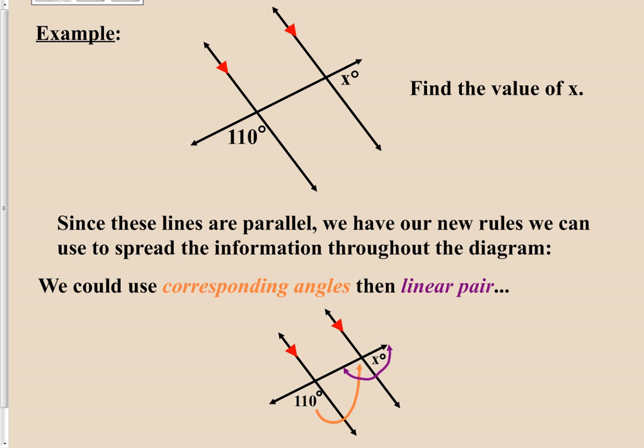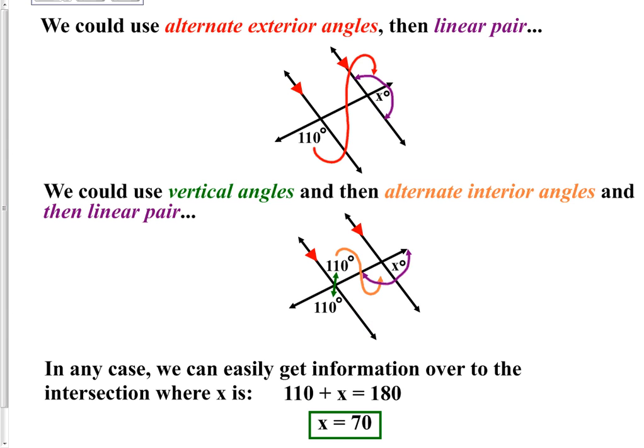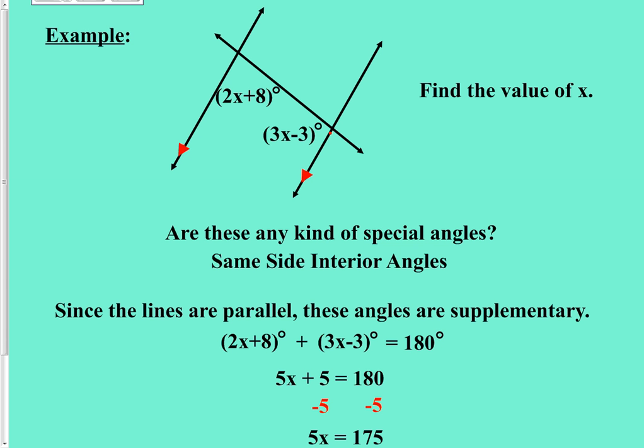There's a lot of things that we can do. You've got to make the picture fit the definitions that we have. Okay, so we looked at several different ways of possibly moving it around. Okay, this particular diagram, this 2x plus 8 degrees and 3x minus 3 degrees. You got to know what kind of angles these are if you're going to know what kind of relationship they have. Well, these are same side interior angles. Okay, and if the lines are parallel, then same side interior angles should be supplementary.